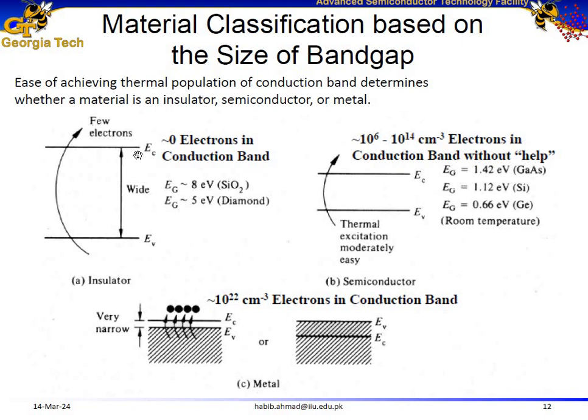For insulators, this energy band gap is really wide. So it's almost impossible for electrons to jump from the valence energy level to the conduction energy level. And that's why insulators do not easily allow the flow of current and heat through it.